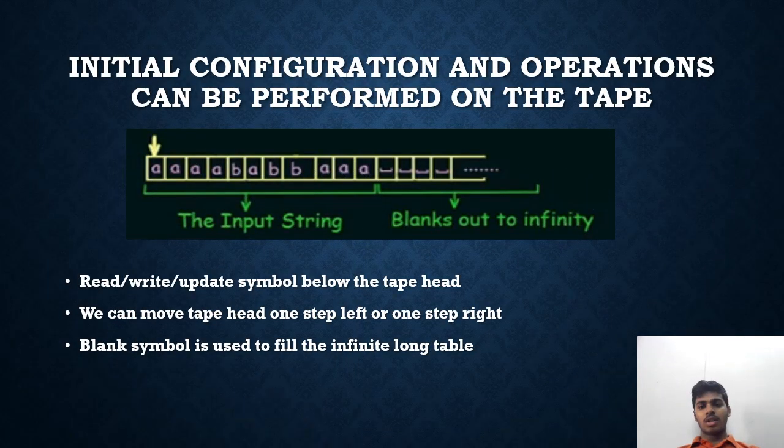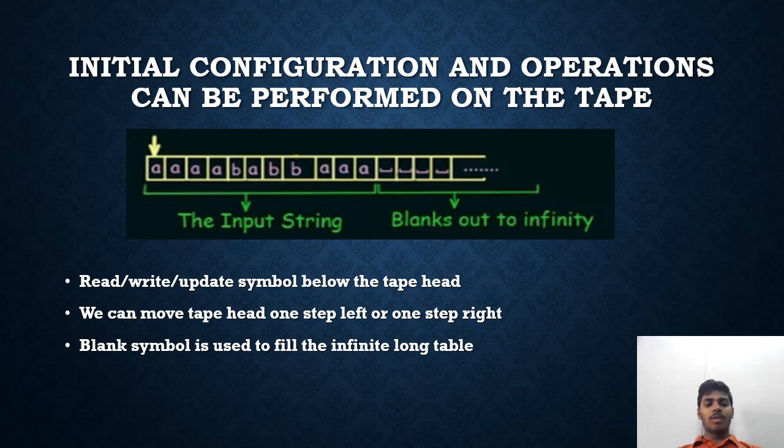Initial configurations and operations can be performed on the tape. You can see here the input string is given, and this is the input string we are going to test. After the rightmost symbol of the string, you can see blank spaces. These blank spaces go up to infinity because we know that the length of the tape is infinite. The string is only of limited length, and the remaining spaces are blanks.